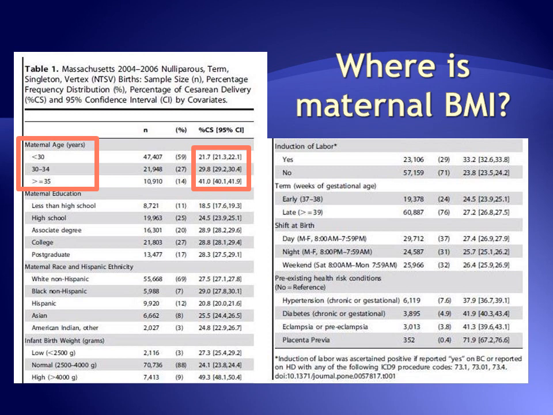I also see in Table 1 some peculiar findings. The authors included maternal education and shift at birth as risk factors, but omitted the much more significant maternal BMI. It is also very peculiar as to how the cesarean birth rate for patients with placenta previa was only 71.9%. One has to question the quality of data collection in this study if somehow 28.1% of patients who have a placenta previa were delivered vaginally.